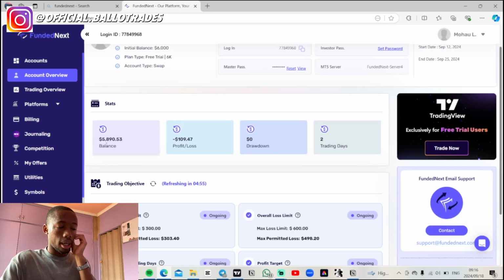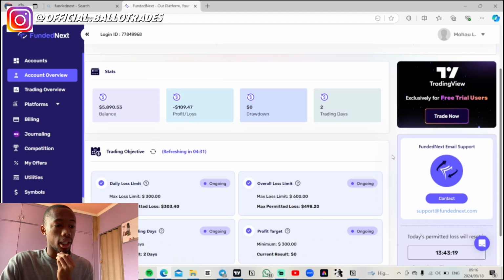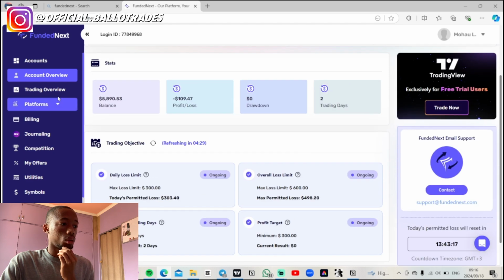So as you can see, our balance is 5,890. I think it's almost 2% into drawdown. And my profit loss, I lost like $100, which is close to like 2%. Then trading days is 2, because I traded Friday and I traded yesterday. So this marks the 3rd day that I will be trading.